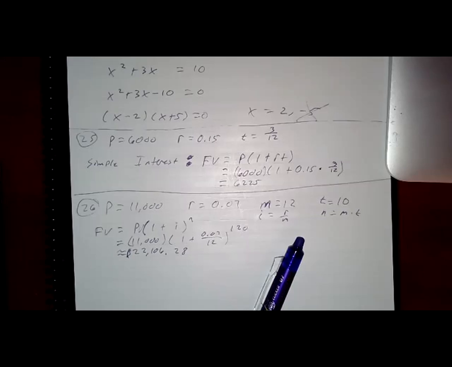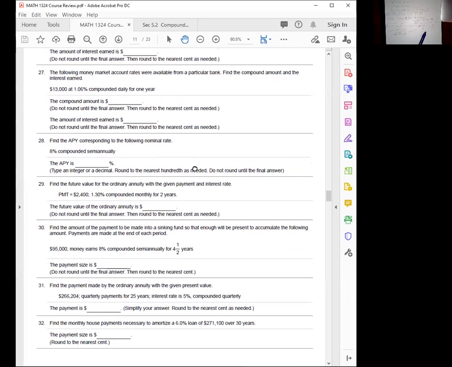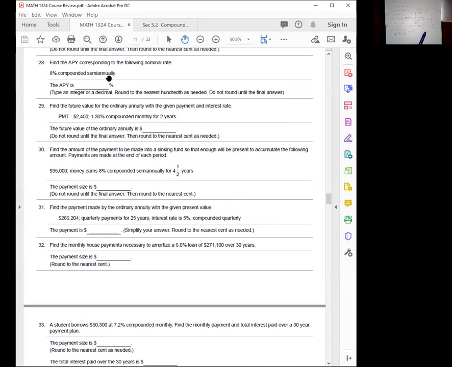Alrighty. Let's look at the next question. So 27 is the same deal here. 28 is the APY formula. Maybe we can do that one. Just give me 1 second.